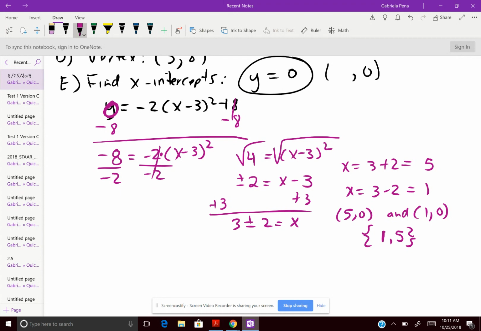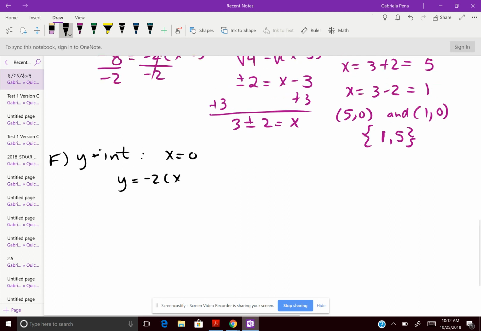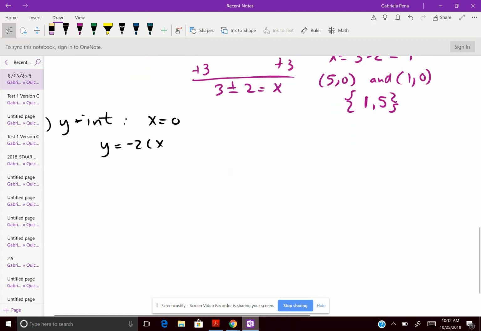Now, after the x-intercepts, I want to find the y-intercept. So I'm moving this up. That is F. What is the y-intercept? Well, when I do the y-intercept, who has to be 0? X has to be 0, right? So y equals negative 2(x minus 3) squared plus 8.